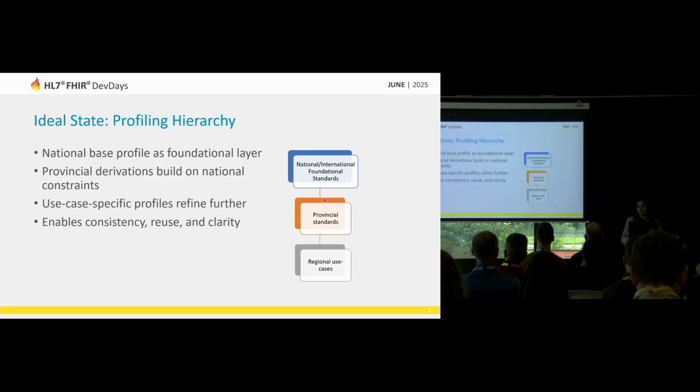Then in your provinces or your states, you can extend or put further constraints on top of your national standards. That's your provincial standard. It's also possible that you might need regional constraints on top of that as well, so you'll have regional use cases or other constraints on top of provincial standards. This derivation tree is happening using the base derivation element in the structure definition. So it's basically a parent-child hierarchy, which we call the profiling of profiles concept.